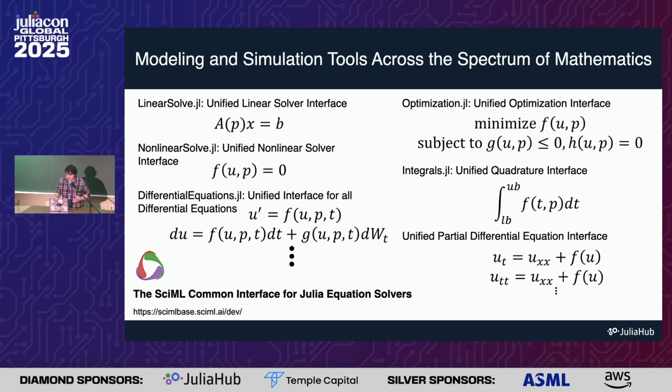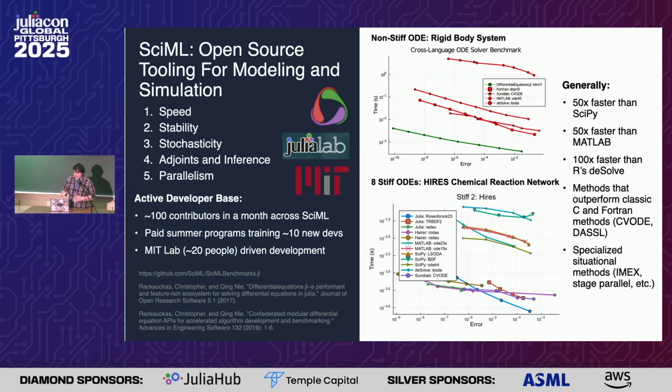SciML is an organization that has differentiable numerical solvers that are highly optimized for all sorts of different systems. This is actually just one subset of them: the linear solvers, nonlinear solvers, differential equations, which has ODEs and SDEs, optimization tooling, integrals, and things for partial differential equations. This is what you know and love of the numerical part of SciML, and it's the part that we've really developed over the last 10 years. This is our core.